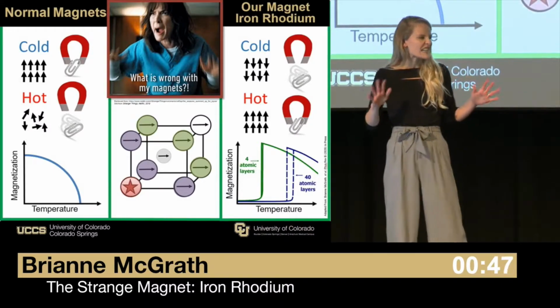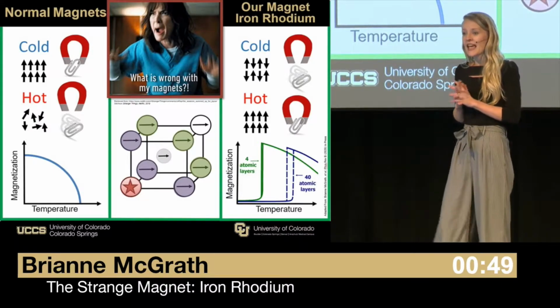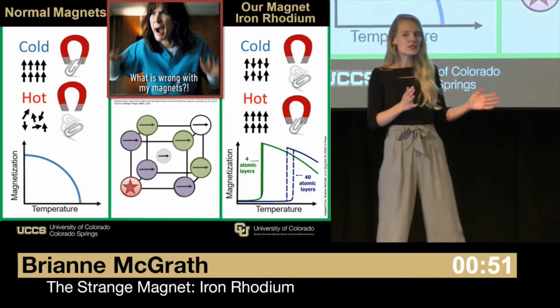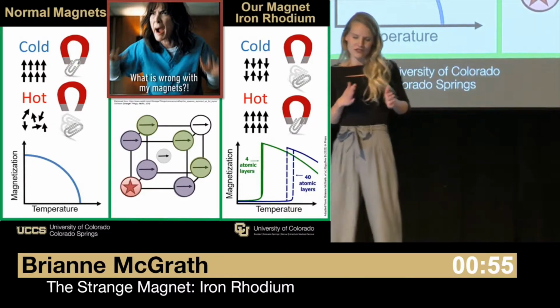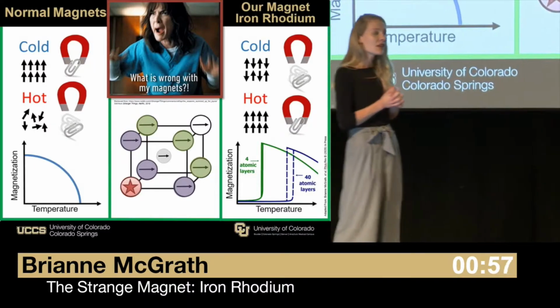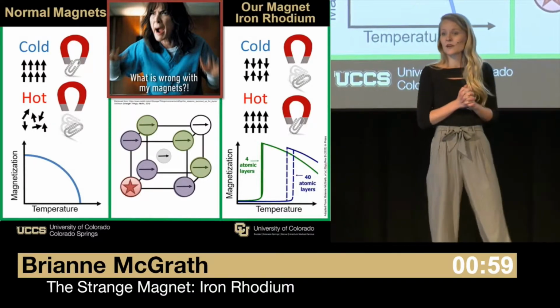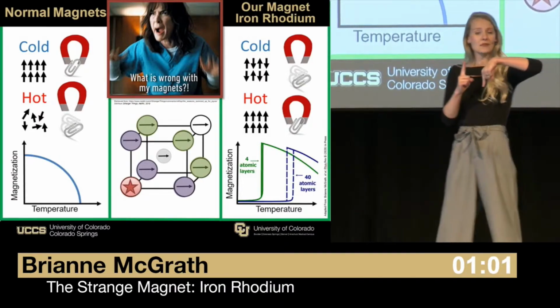This is how 90% of magnets behave. As they heat up, they lose their magnetic properties. But my magnet does just the opposite. The material I'm working with is iron rhodium. When it is cold, the arrows point opposite to each other.